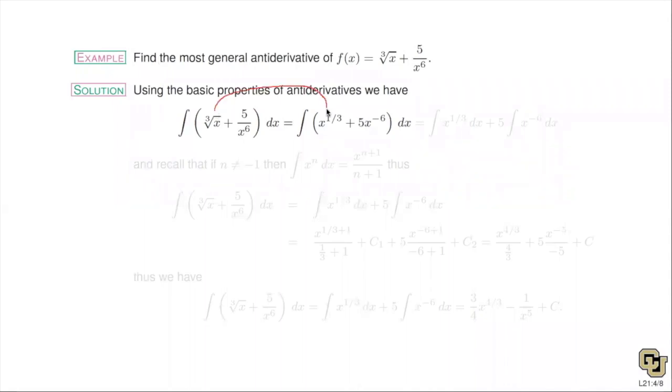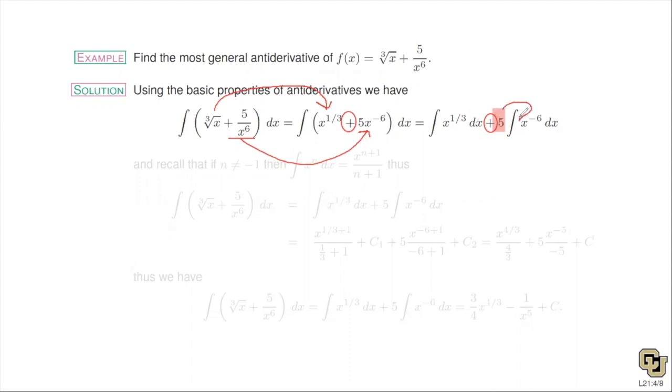I rewrite this in x to the n type form because I have a rule for the antiderivative of x to the n. Cube root of x I can write as x to the 1/3. And 5 over x to the 6th I can write as 5 times x to the negative 6th. And so now I'm going to split this up into 2 antiderivatives. The antiderivative of the sum is the sum of the antiderivatives. And then I also pulled out this constant. The 5 was in front of the x to the negative 6th.